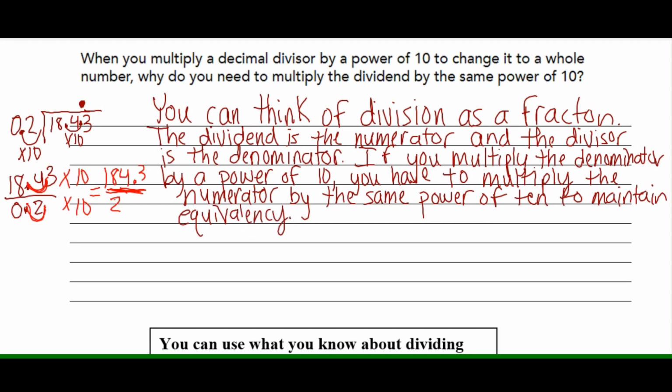All right, so to maintain equivalency is the reason. If you want an equivalent answer to the original expression, you have to make sure you perform the same operation to the numerator and the denominator, the same way you simplify fractions and multiply fractions to make equivalent fractions, or divide fractions to make equivalent fractions. It's the same exact concept.